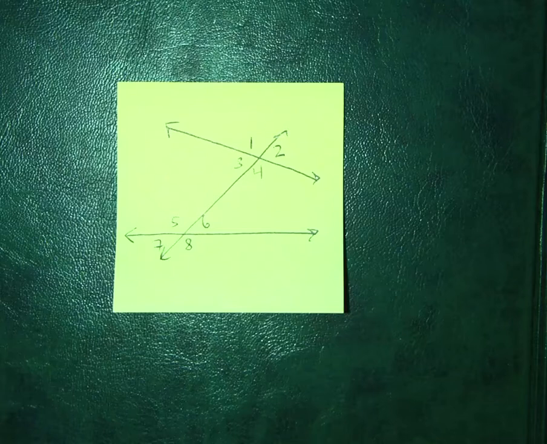Geometry, Unit 2, Lesson 2. I can find the measures of angles formed by two parallel lines cut by a transversal.